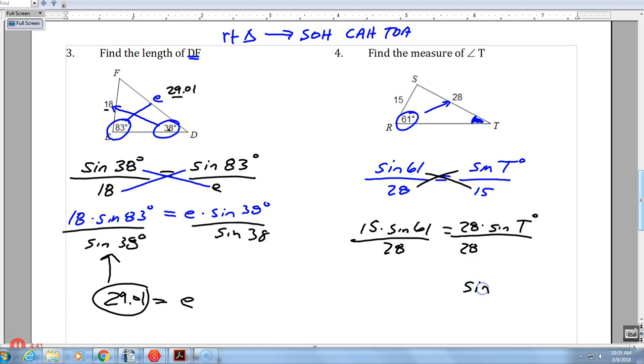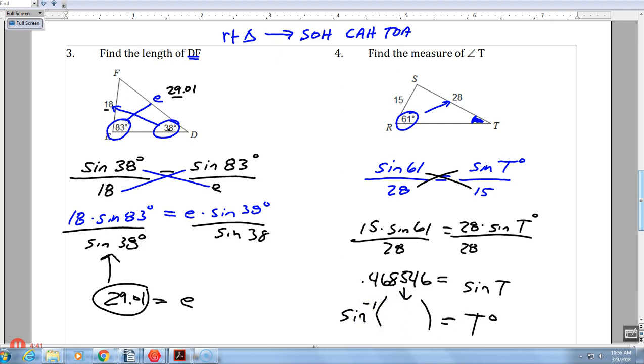And I'm going to end up with the sine of some angle being some decimal between 0 and 1, hopefully, unless something went wrong. 15 times sine 61 divided by 28 is 0.46854 and a bunch of other digits. So to get T, the only way to go backwards, when you know the ratio and you need the angle, is to use the inverse. So I'm going to inverse sine this right here.